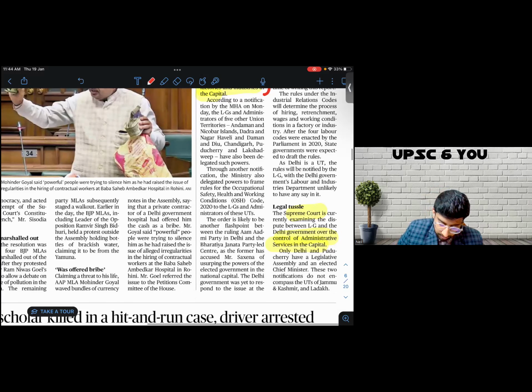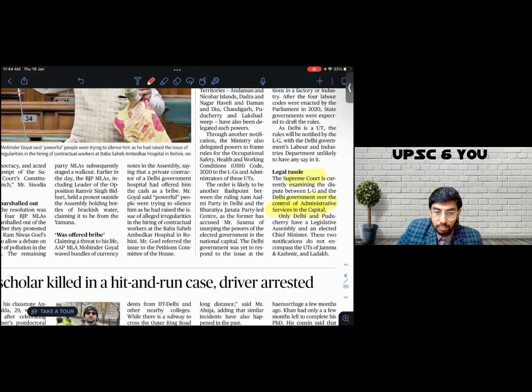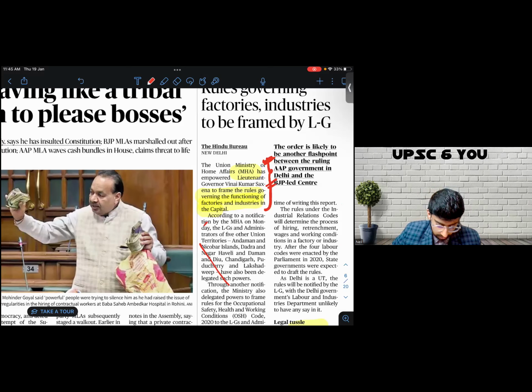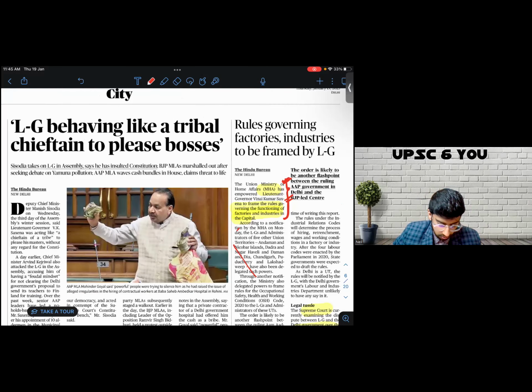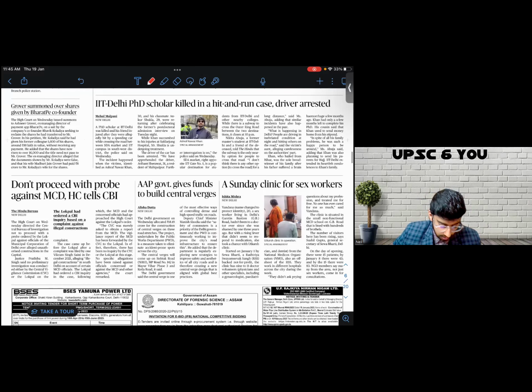Then this is currently being examined by the Supreme Court over the control of administrative services also in the capital. Because last time the judgment came, it did not deal with the issue of the administrative control over the administrative services. So right now there are two open bones of contention, this and this, which is fairly recent. Then move forward to the next piece of news.